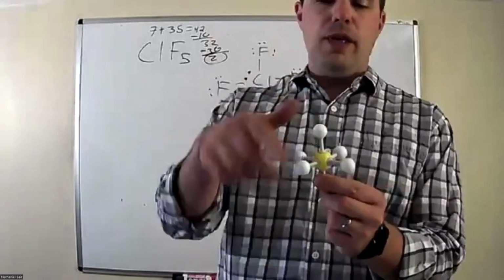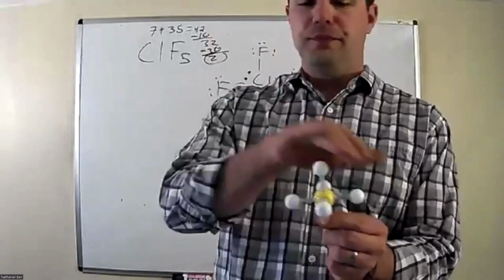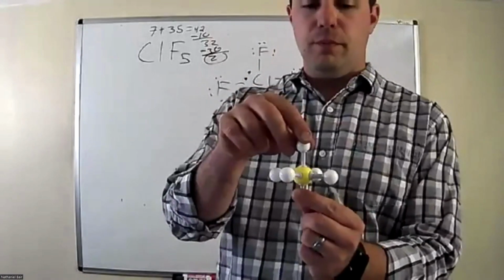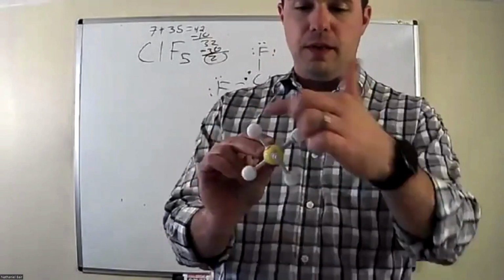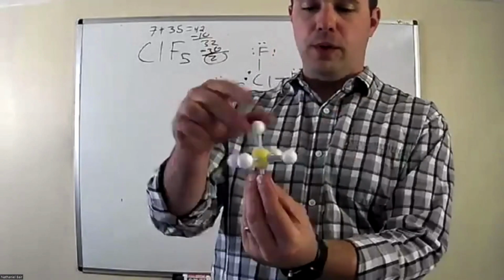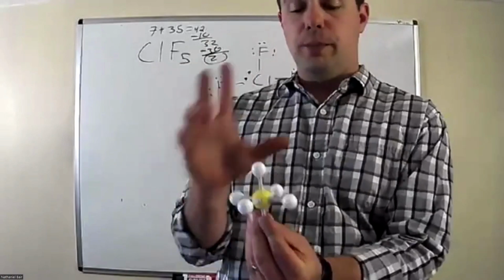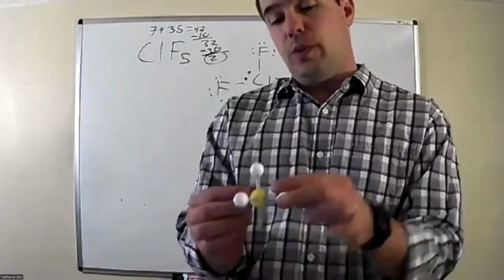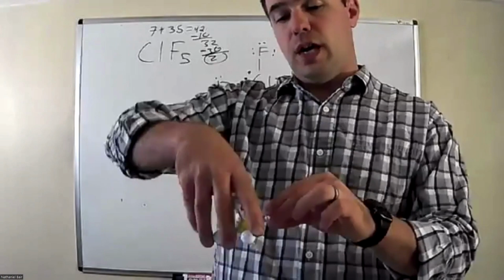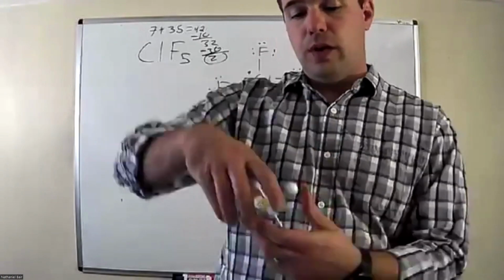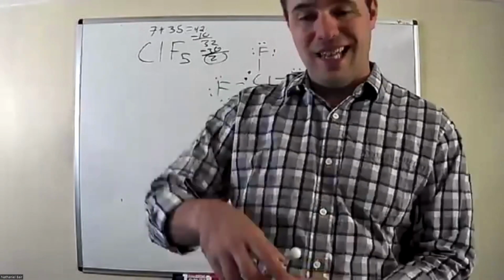Think about it. If you connect all the dots, how do we name pyramids based on the shape of their base? That base is a square. You got a lone pair hanging out here. It's a square pyramid. Now, because this lone pair is down here, it's pushing up on everything. So now my bond angles are going to be less than 90.